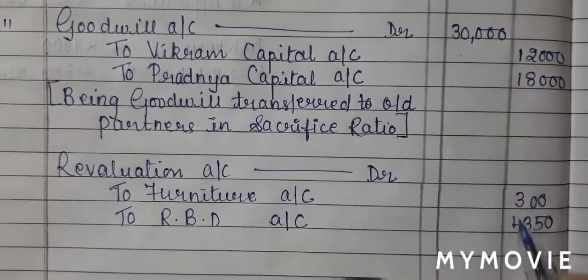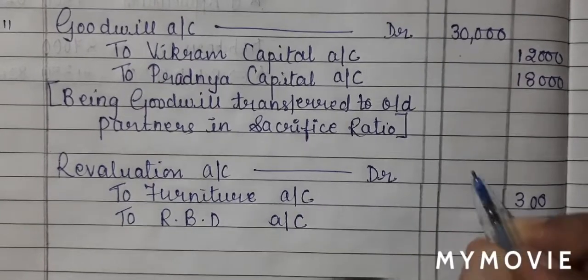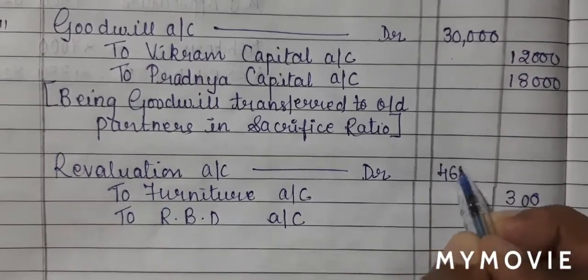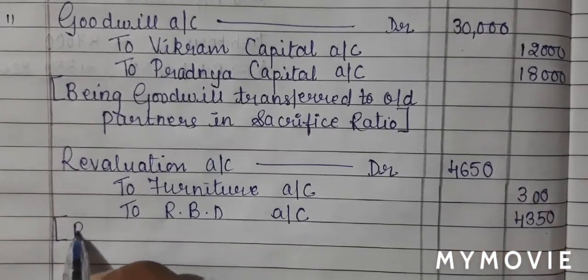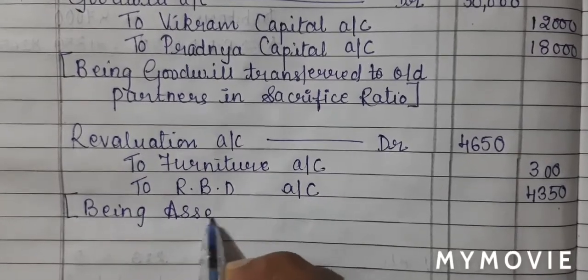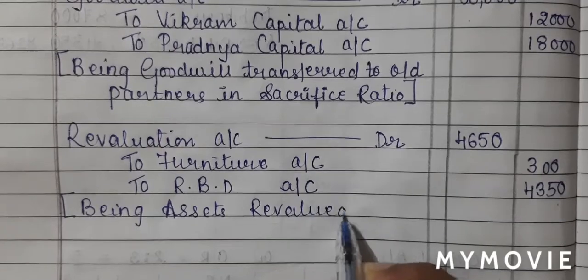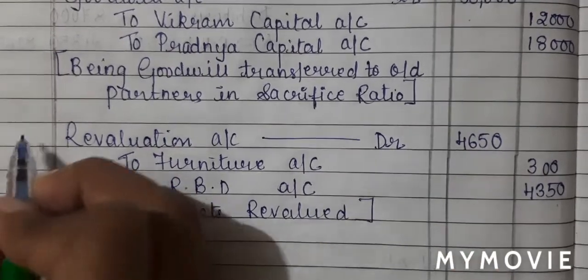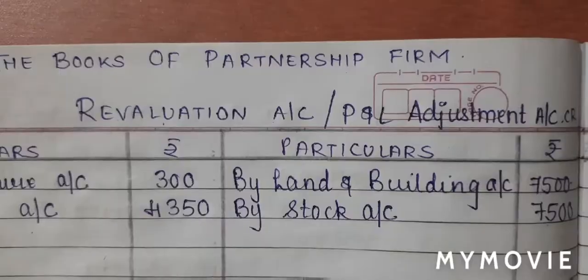Now the furniture amount was 300 rupees and RBD amount was 4,350 rupees. So I'll total it up. 4,350 plus 300 will give me 4,650 rupees. And I'll write my narration as being assets revalued. The date will be common, students, so we can just write the same date.